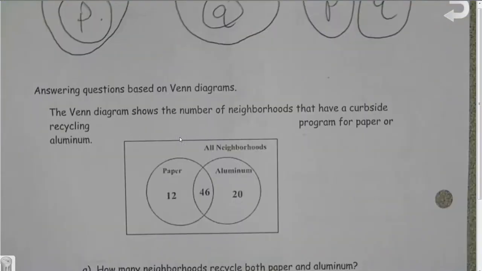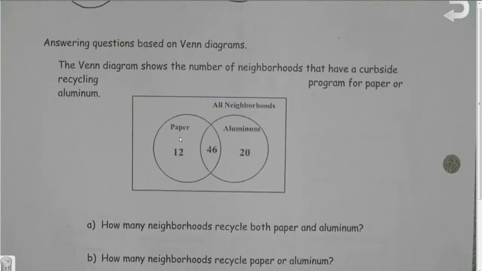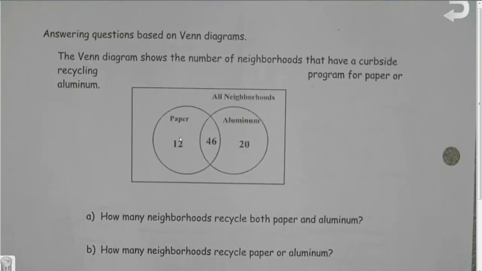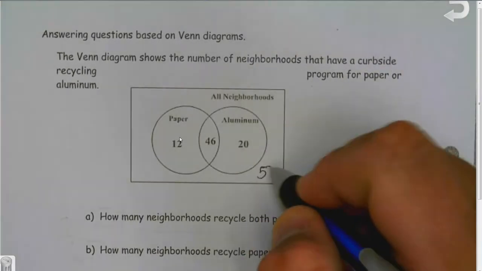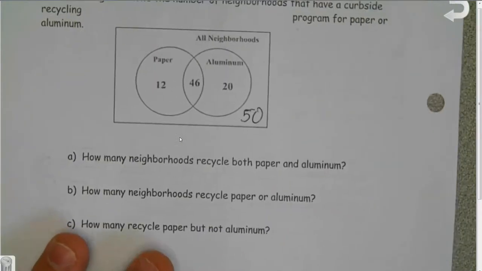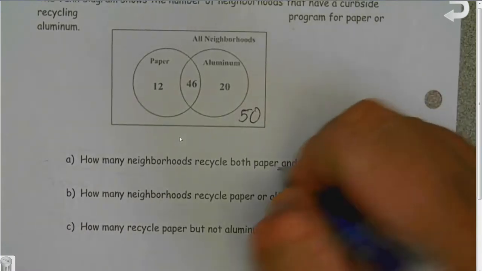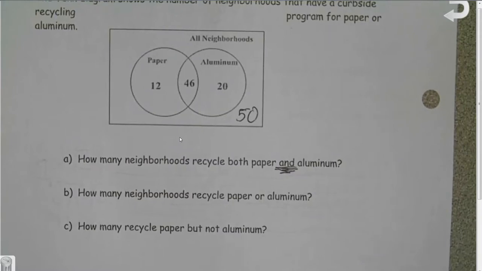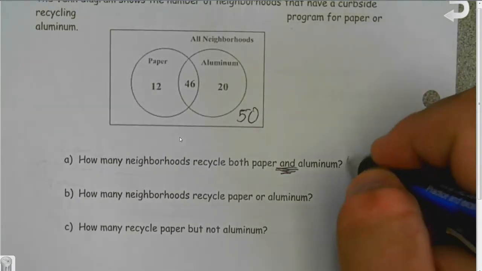So the Venn diagram shows the number of neighborhoods that have a curbside recycling program for paper or aluminum. And we're going to add a number outside. 50. So the question is, how many neighborhoods recycle both paper and aluminum? So this is this "and" that we're talking about. So it has to recycle both in order for it to count. Well, that's 46.